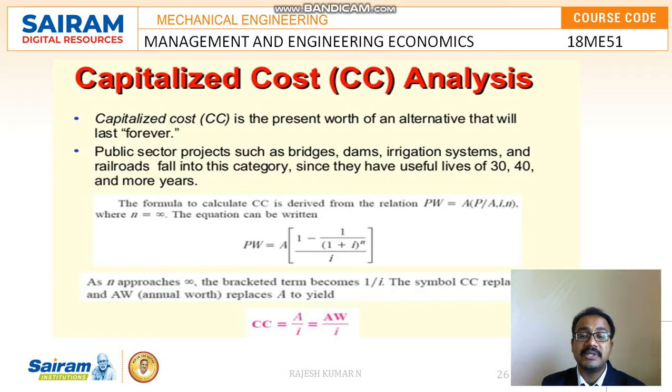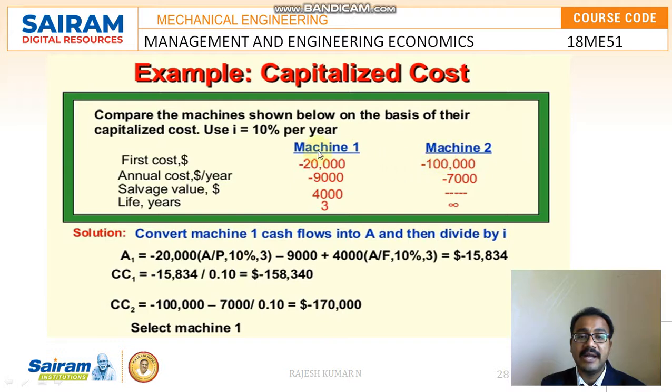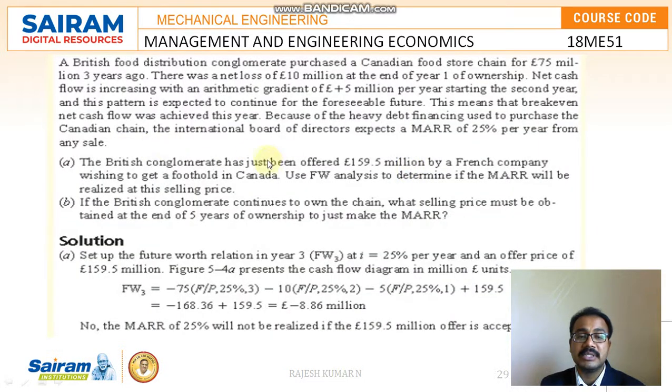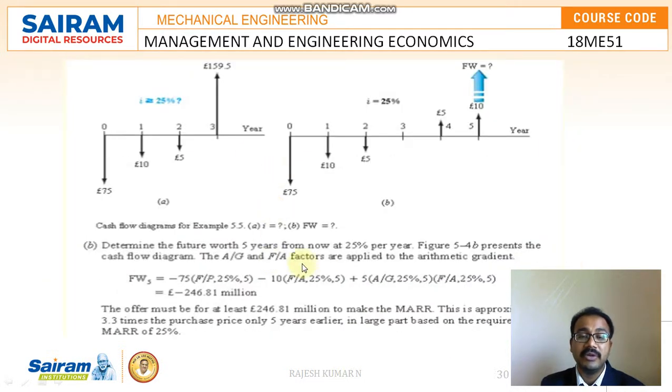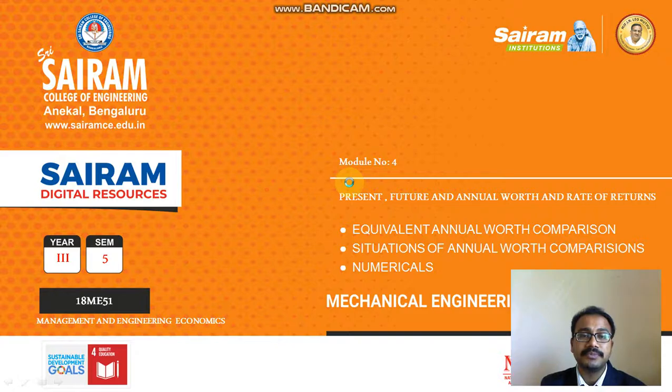So the symbol CC replaces PW, and annual worth replaces A to yield CC equal to AW divided by i. This is the important formula we need to remember whenever we solve. Already we had discussed these two problems, for the different cases, along with the cash flow diagram. So now we shall discuss this particular problem.